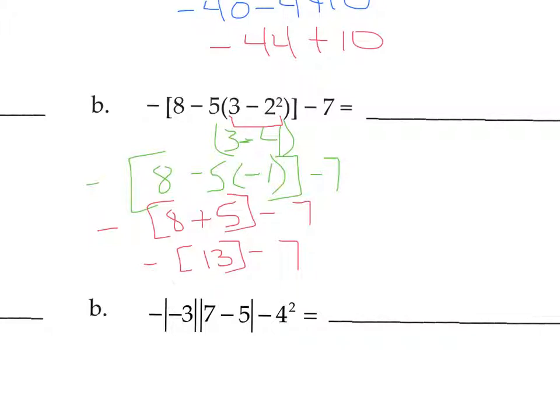On the outside of these brackets we have this negative sign, which again is right next to the bracket, so this 13 is going to end up being negative 13 minus 7, and they're the same signs, so they're going to group up together to make negative 20.